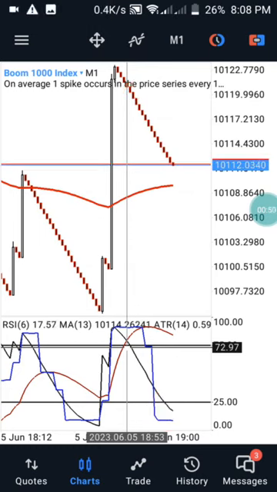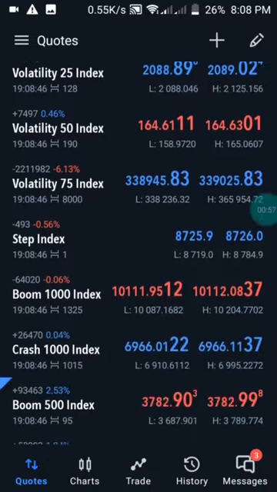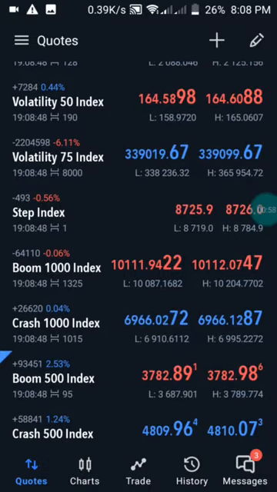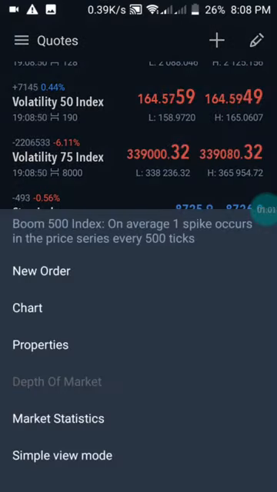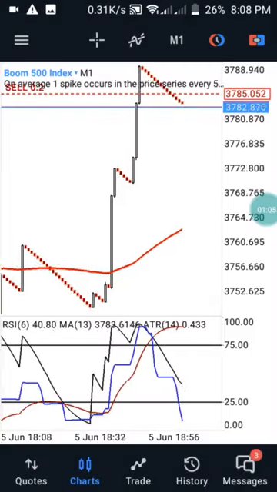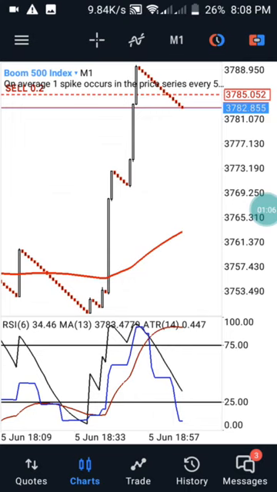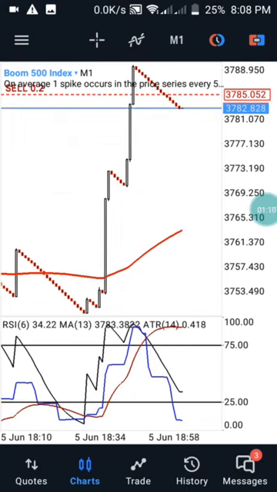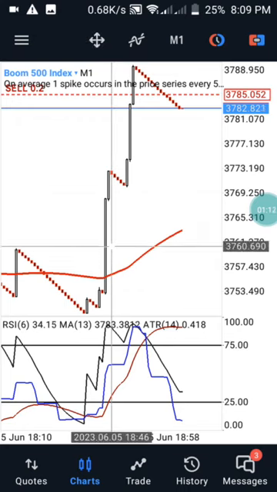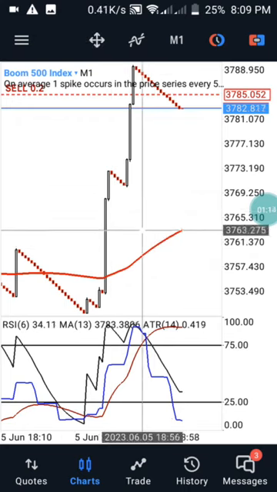But in today's video, we are going to be sharing more light on Boom 500. I'm going to show you how this works on Boom 500. So let me show you exactly what happened. This is Boom 500 on the 1 minute time frame. I'm going to show you the reason why I entered this particular trade.